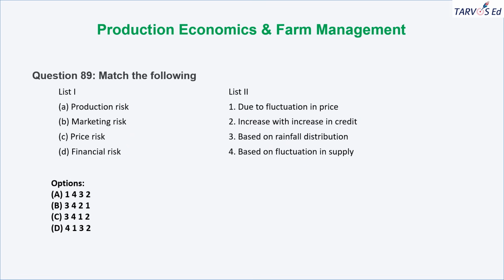Next question is question 89, and this is the match the following question, again from production economics and farm management. They have listed the risks and are asking the reason for each risk. Try to read the options and cut down the options, so it will be easy for you to select. In both statement type questions and match the following, you need to be clever in eliminating the options. If you eliminate cleverly, then surely you will pick the correct option in the end.